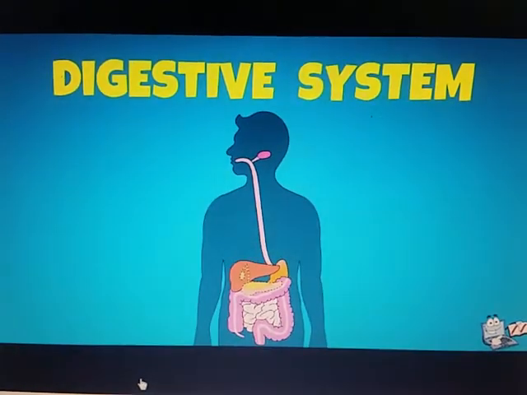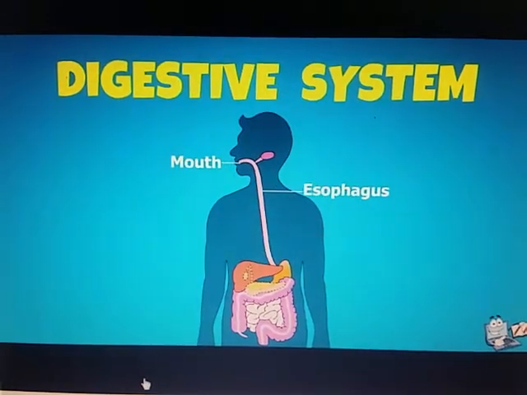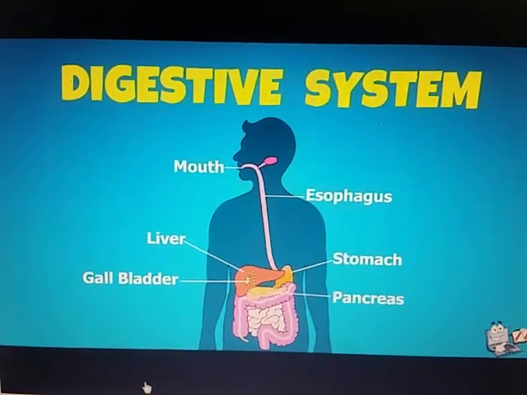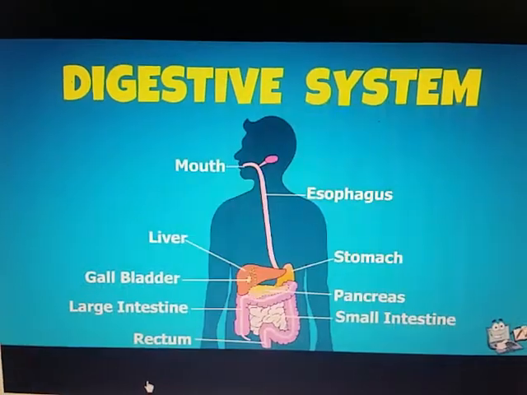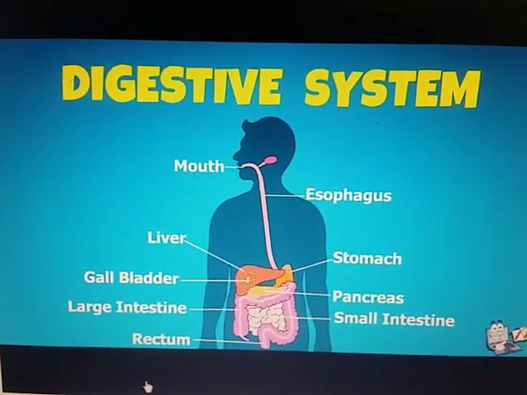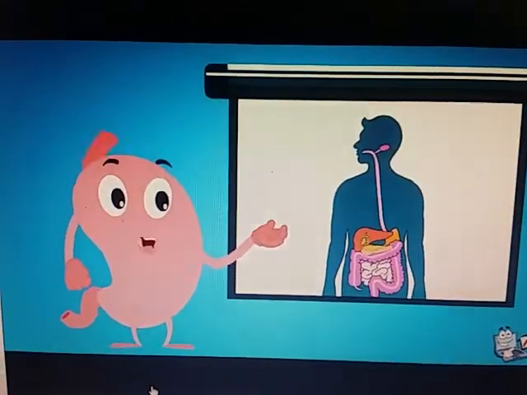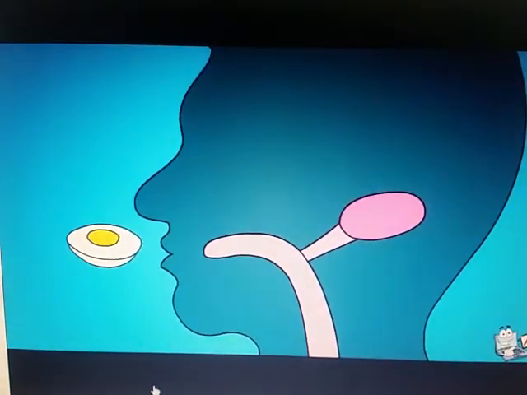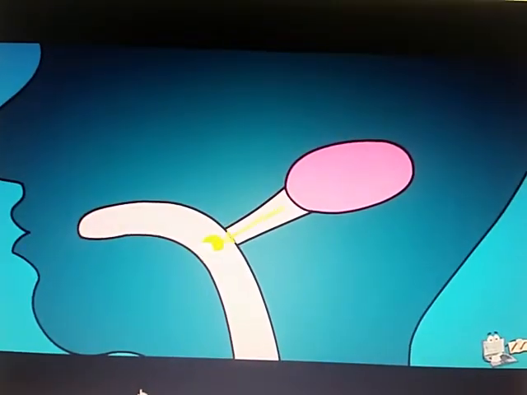Look here. This is the diagram of digestive system. Mouth, esophagus, liver, gallbladder, stomach, pancreas, large intestine, small intestine, and rectum. Together, they make up your digestive system. Now look closely to observe how the whole system works. As you know, when you eat food, you chew it into smaller pieces and swallow it. This mixes with saliva that comes from the salivary glands.